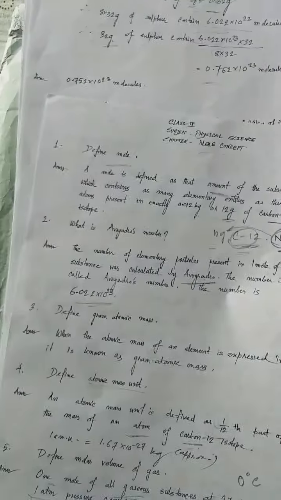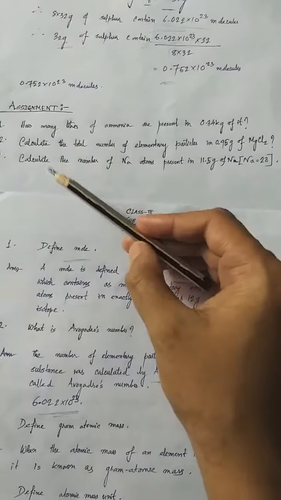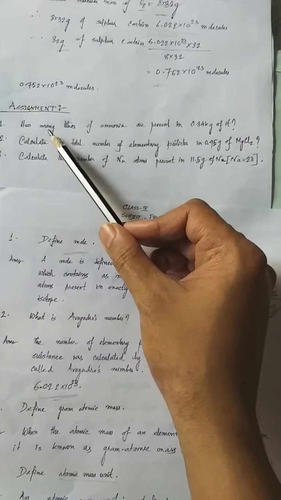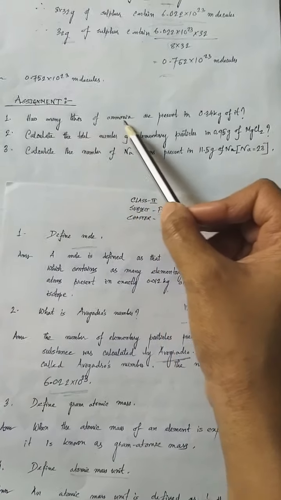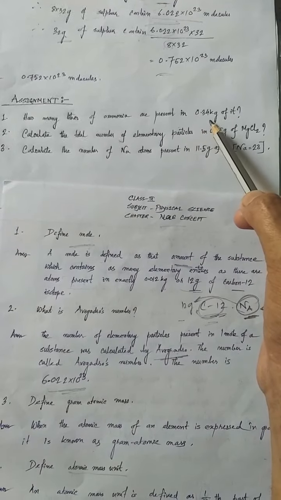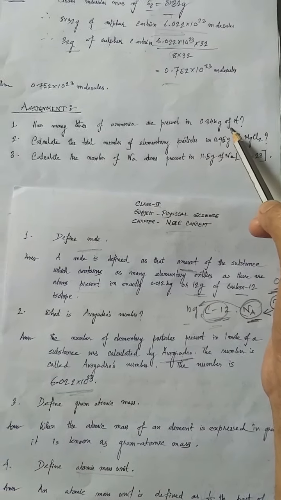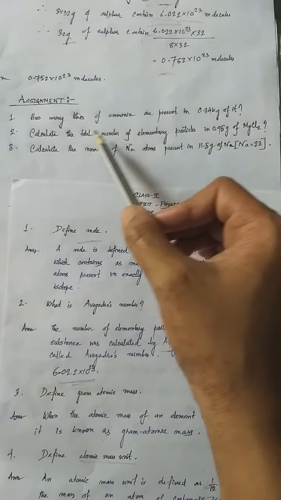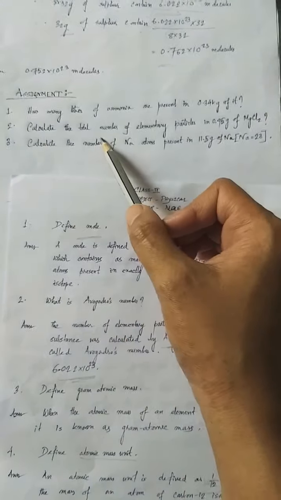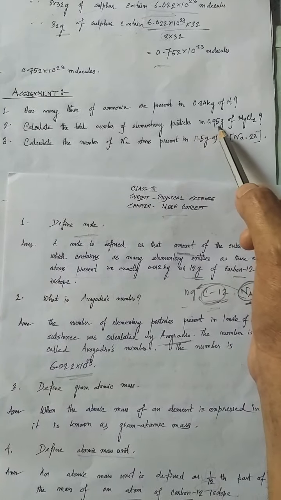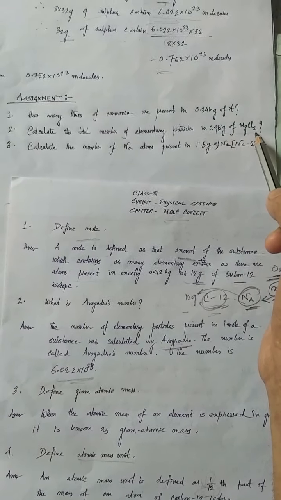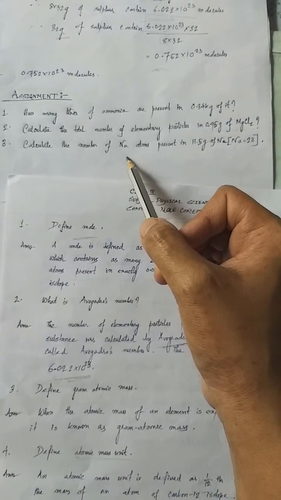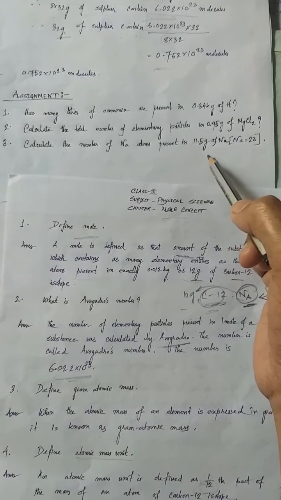Now assignment. You have to do 3 sums. How many liters of ammonia are present in 0.34 kg of it? Okay, nitrogen, you know, all the requisite values are already provided in your book, so you can take help from there. Calculate the total number of elementary particles in 0.95 gram of magnesium chloride. Calculate the number of sodium atoms present in 11.5 gram of sodium.